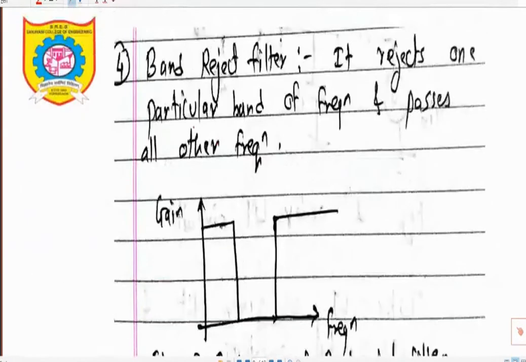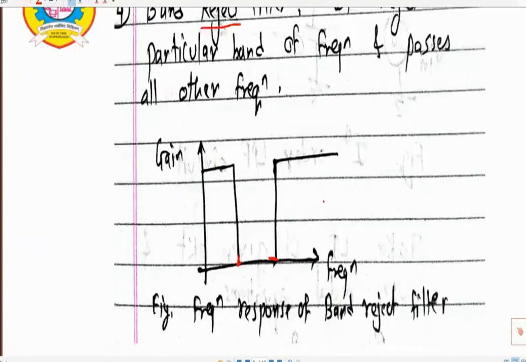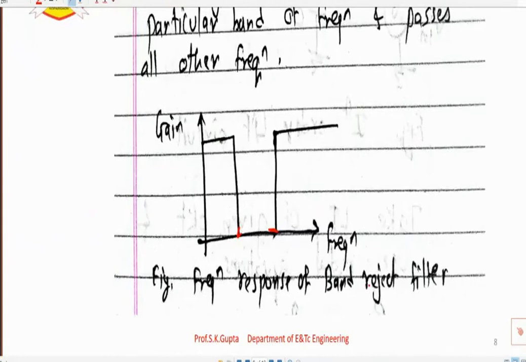Then next is the band reject filter. So what it will do, it will reject one particular band of frequency and it will pass all other frequencies. So one band is getting rejected. So from this to this frequency band it gets rejected and all other frequencies are passed by this filter. So this is the frequency response of band reject filter.